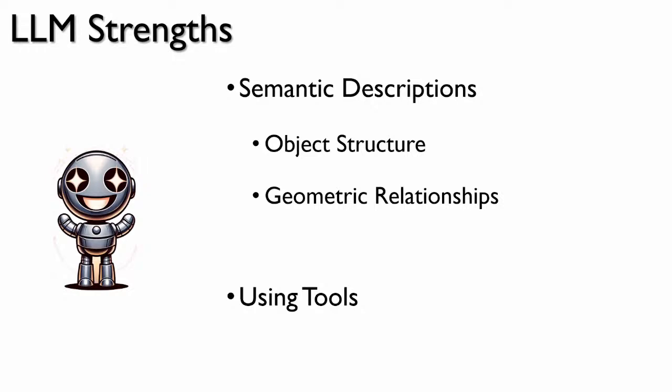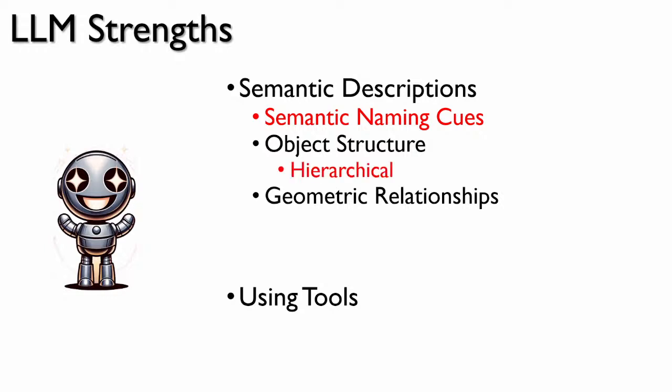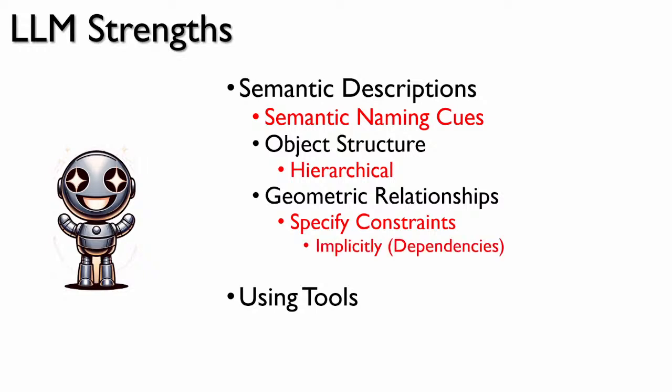They also have the ability to use tools, which is crucial. So in our language, we're going to map these onto semantic naming cues, making sure that everything in the language is named semantically. We're going to have a hierarchical object structure, which takes advantage of the fact that they can make these structures and also gives us a way of breaking down the planning properly. We're going to specify these geometric relations as constraints, which can then be used in a constraint solver as a tool to put things together the way they're supposed to fit together.